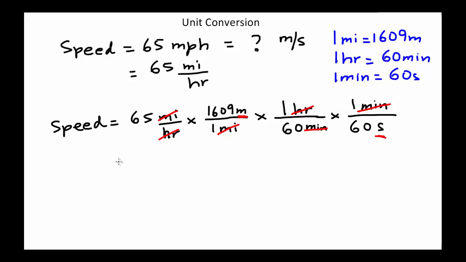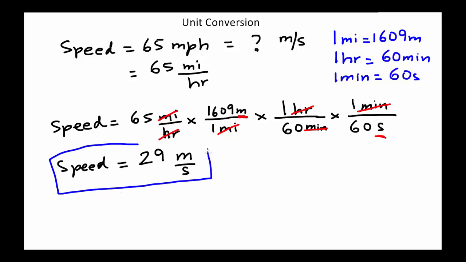The rest, once again, is done by a calculator. So when you take 65, multiply it by 1,609, divide it by 60, and divide it by 60 again, you get 29 meters per second, where I have rounded the final answer to just 2 significant digits because our inputs of the lowest precision were 2 significant digits as well. So there we have it. A speed of 65 miles per hour is the same as a speed of 29 meters per second.